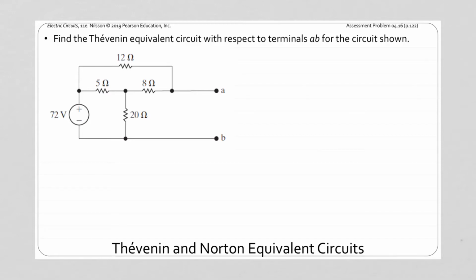We are asked to find the Thévenin equivalent circuit for this network that we see below. In this case, looking at these resistors, we see that they are neither in series nor in parallel, and so in order to find the Thévenin equivalent circuit, we will need to find the open circuit voltage and the short circuit current.